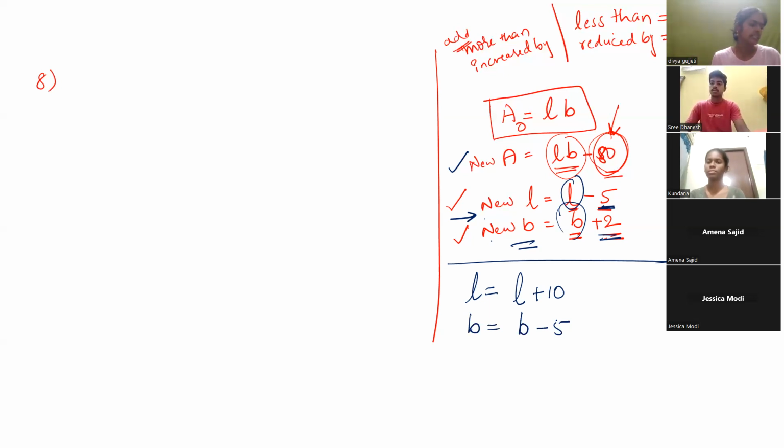Then the area. In the second case, if I write this as A2, the second area, so if this is L2, B2, the second area is increased by 50 units. So original area plus 50. This is just the framework of the question. I'll read again, just have a look here.